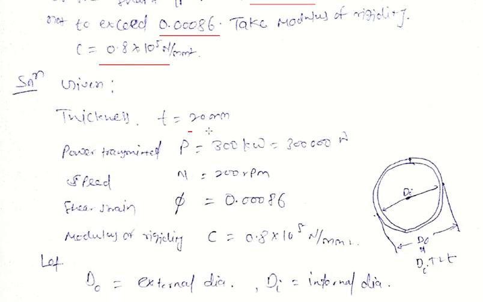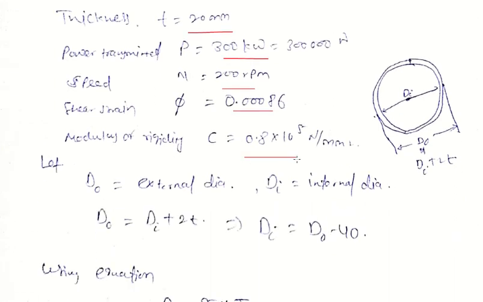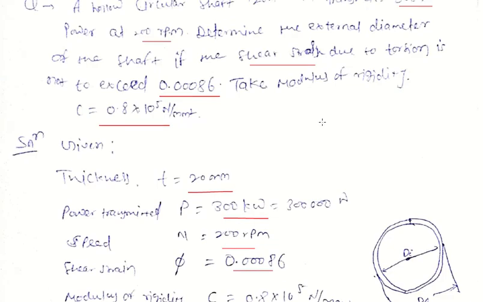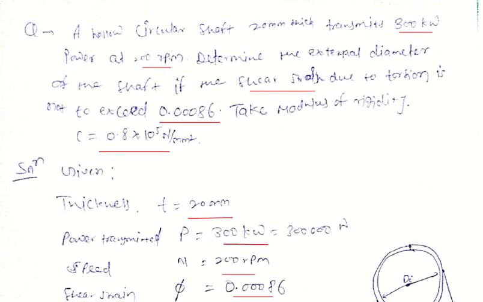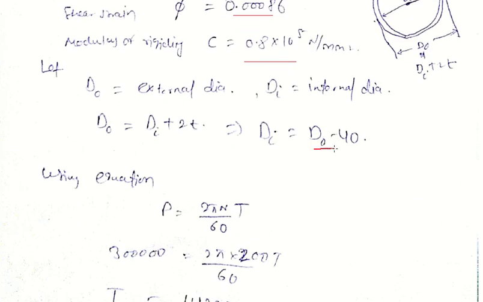So here is the given data: thickness, power transmitted, speed, shear strain, which we denoted by phi, and modulus of rigidity C. We assume d outer is the external diameter and di is the internal diameter. So d outer equals di plus 2t. So di equals d outer minus 4t, because in the question he wants the external diameter, so we put everything in terms of external diameter.